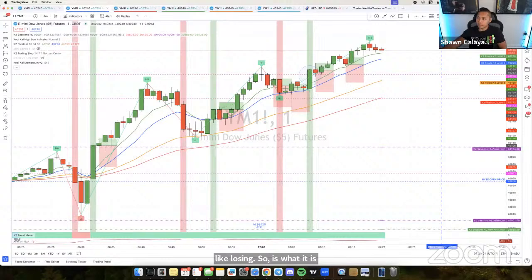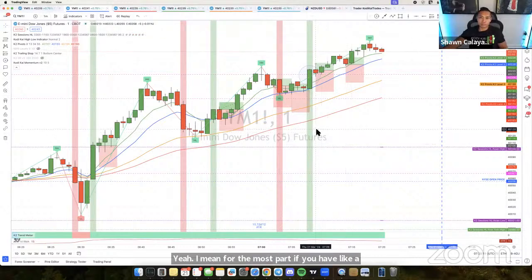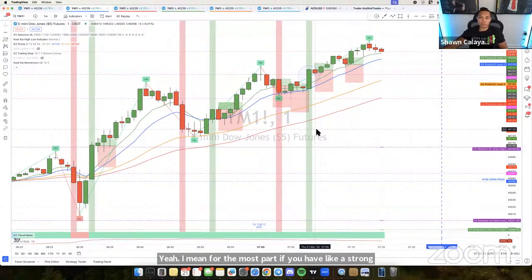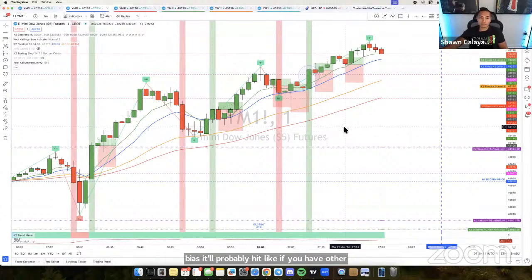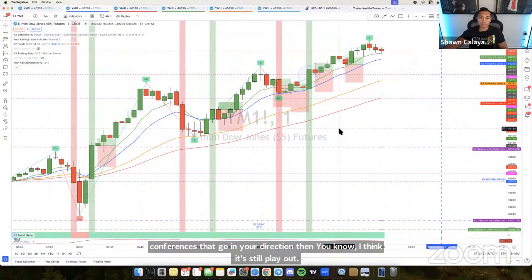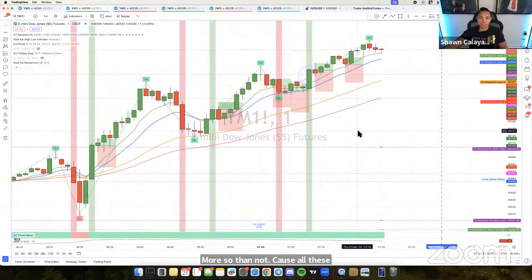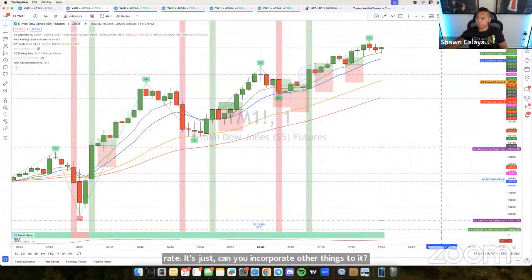Yeah, exactly. Maddie said, I remember when you used to skip the ones with the V1s in the opposite direction, but it would still hit. Yeah, I mean, for the most part, if you have a strong bias, it'll probably hit. If you have other confluences that go in your direction, then I think it would still play out more so than not, because all these strategies do have a high win rate. It's just, can you incorporate other things to it? You can increase the win rate or you can decrease it.